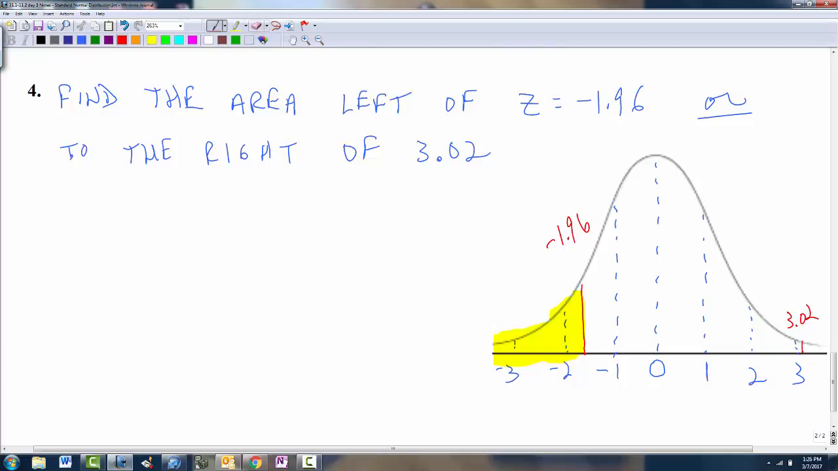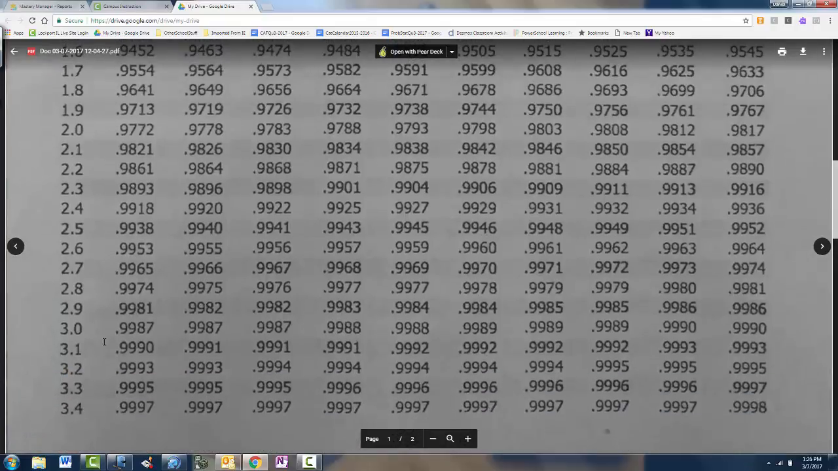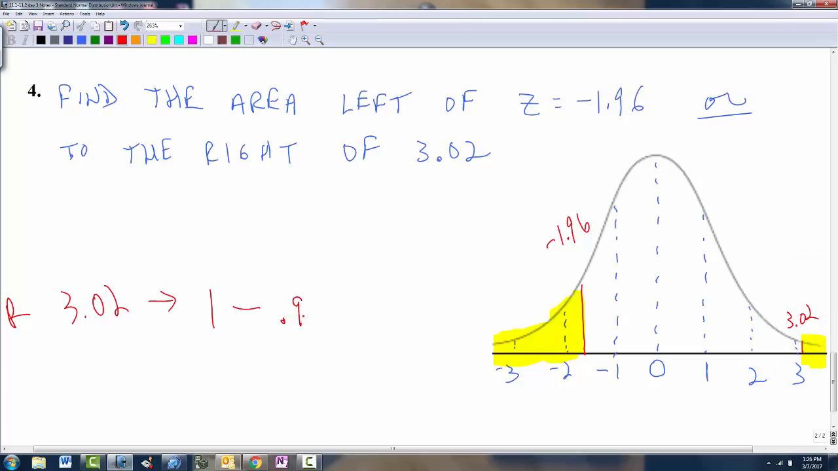But your chart doesn't work this way. So how do you find this one? How do you find that yellow? For 3.02, what am I going to have to find for right of 3.02? 1 minus, come on, you're killing me, Smalls. 1 minus the 3.02 number, 0.9987. You're supposed to find that number and add it to whatever negative 1.96's number is. And then you add these two.